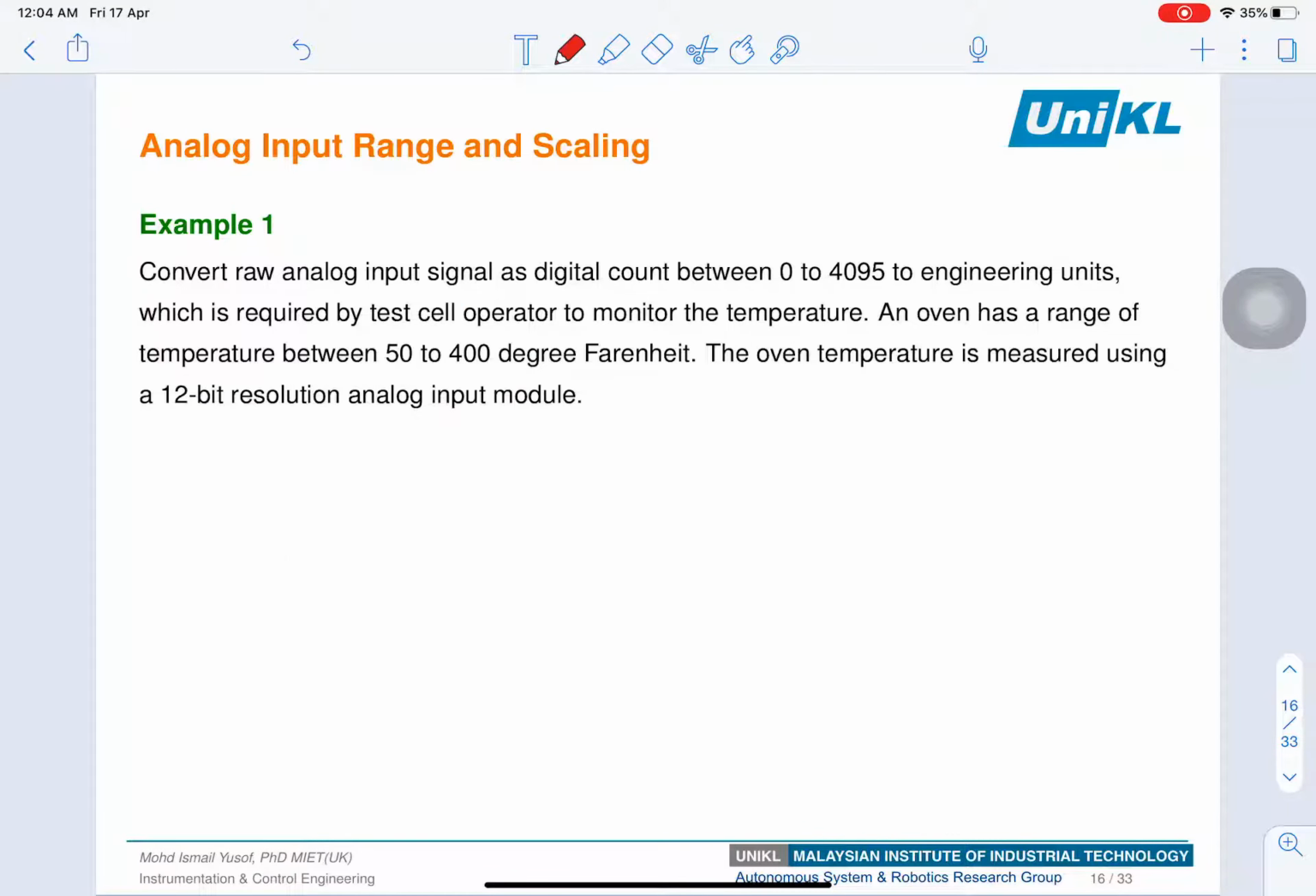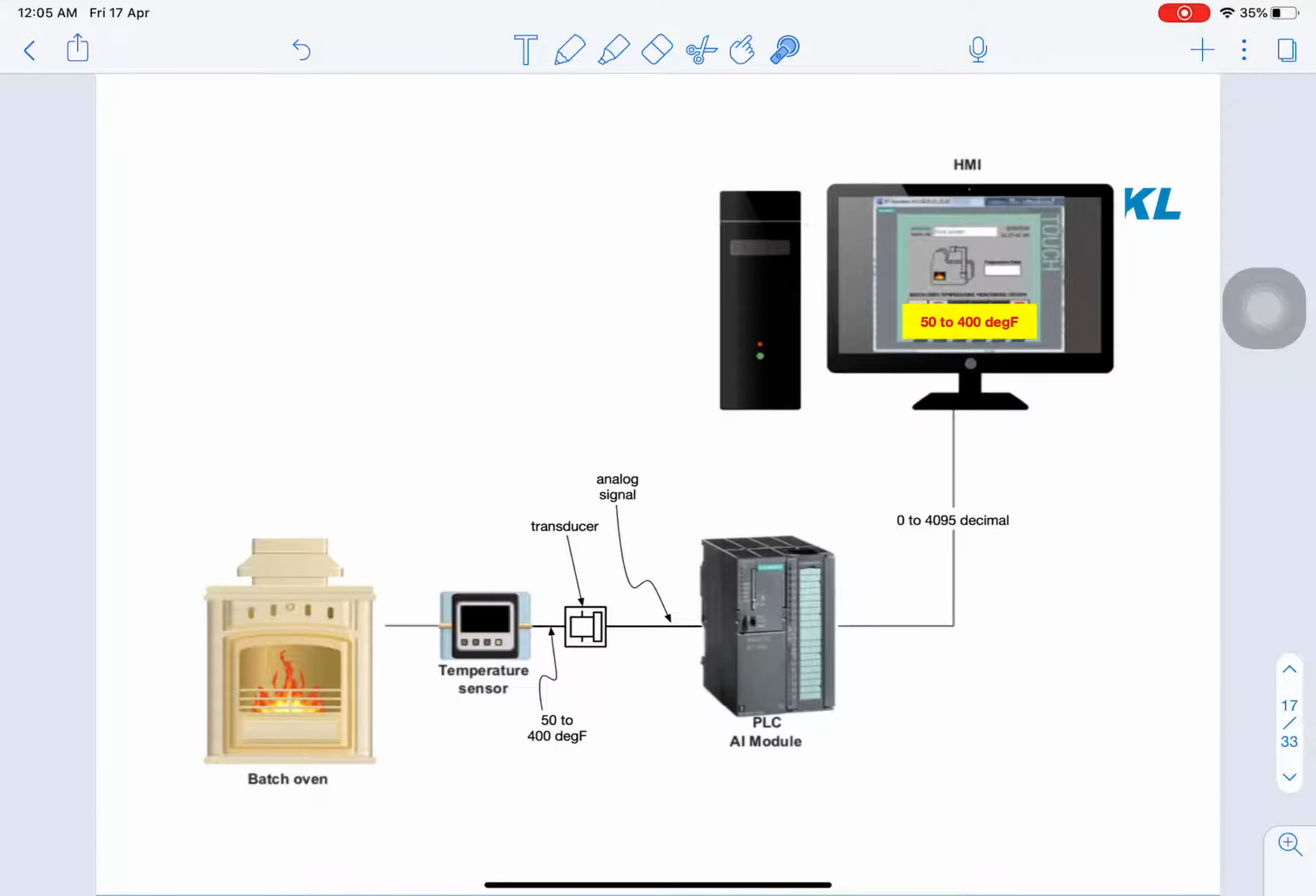Look at example 1. We have to convert a raw analog input signal, as a digital count between 0 to 4095, to engineering units, which is required by the test cell operator to monitor the temperature. An oven has a range of temperature between 50 to 400 degrees Fahrenheit. The oven temperature is measured using a 12-bit resolution analog input module. This temperature sensor is measuring the oven temperature, assuming that the measurement is in the range between 50 degrees Fahrenheit to 400 degrees Fahrenheit.